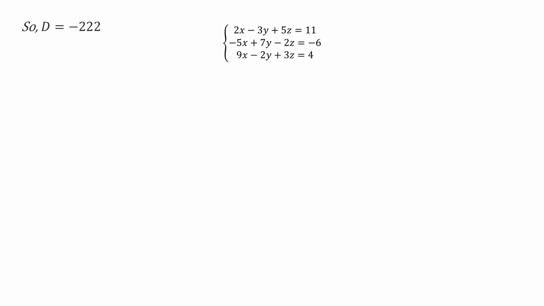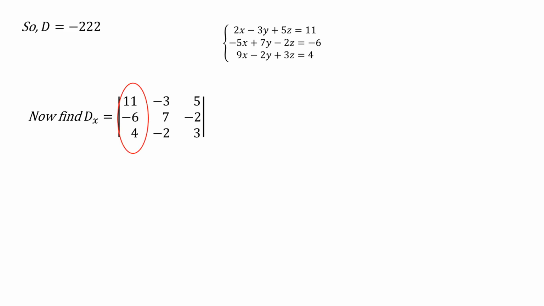So here we are. We've got the determinant is negative 222, and we're going to go ahead and solve for x. So the determinant of the coefficient matrix with the x column replaced with the constants 11, negative 6, 4. And so that is what we're doing. We're replacing the x column with the constants in order to solve this system of equations for x.